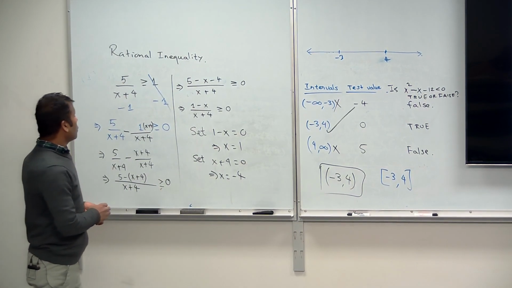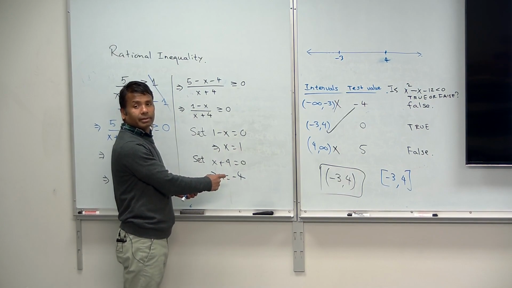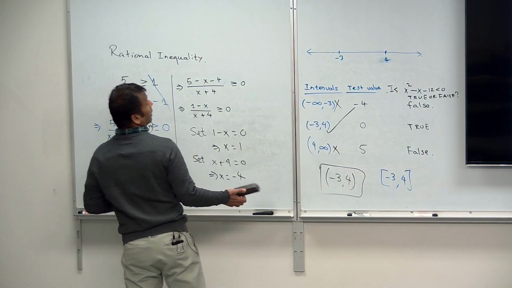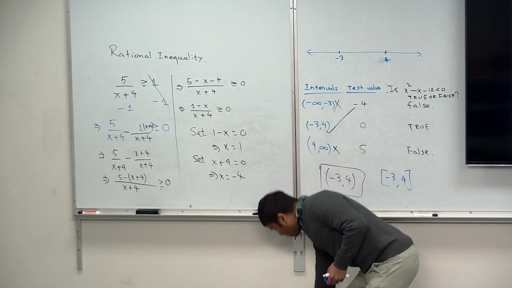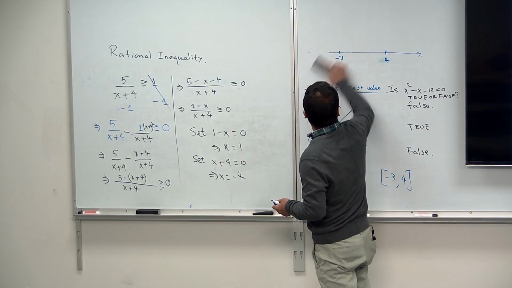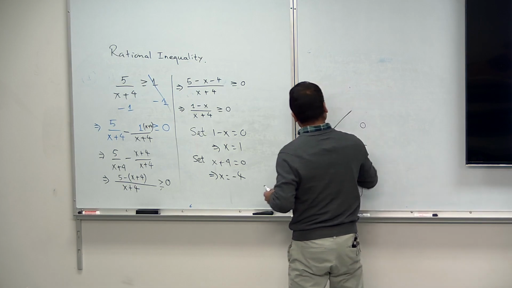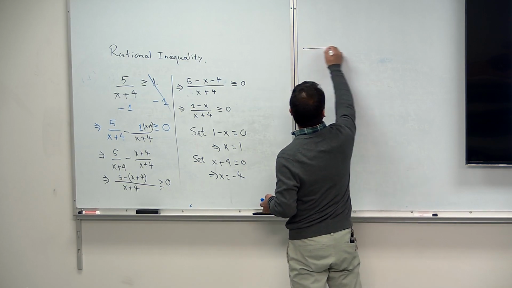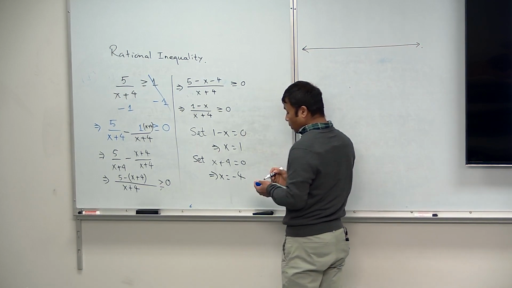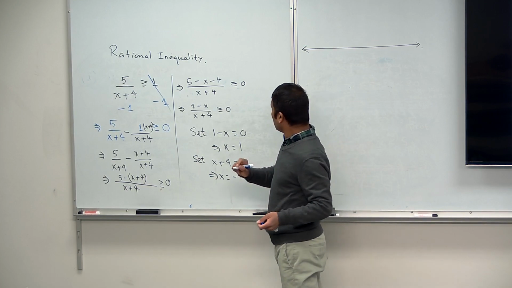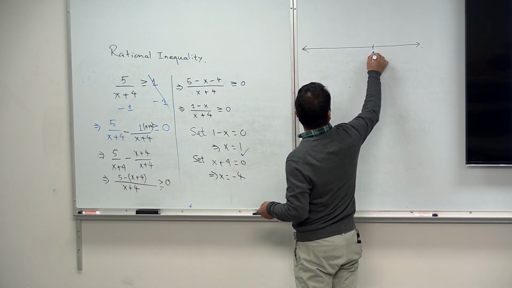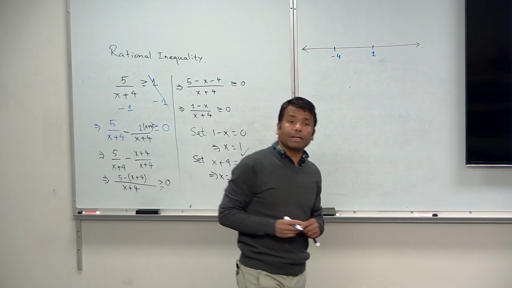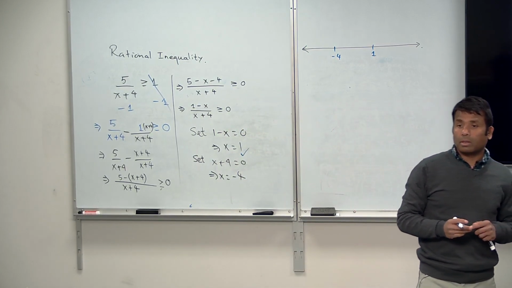So use these values of x to determine the intervals on the number line. So you have a number line here, and if you want to plot them to determine the intervals, x equal to 1. So let's say here you have 1, and here you have negative 4. Are you guys with me? So far so good?